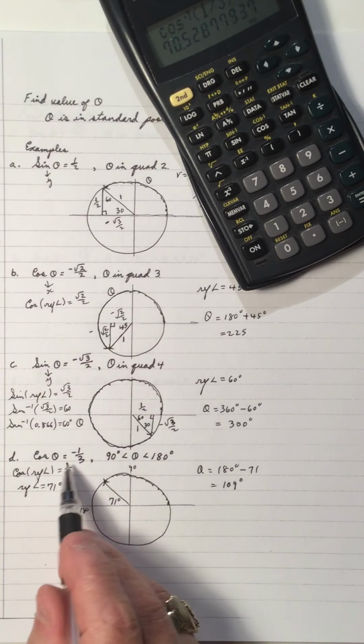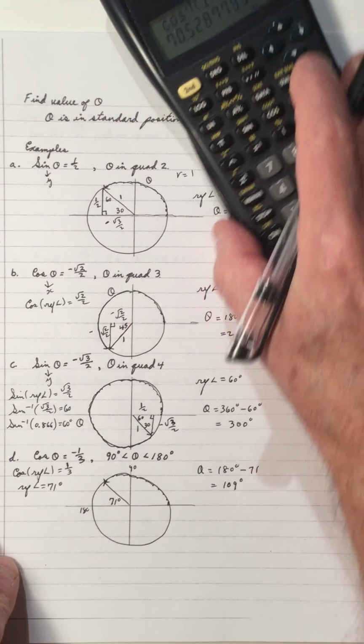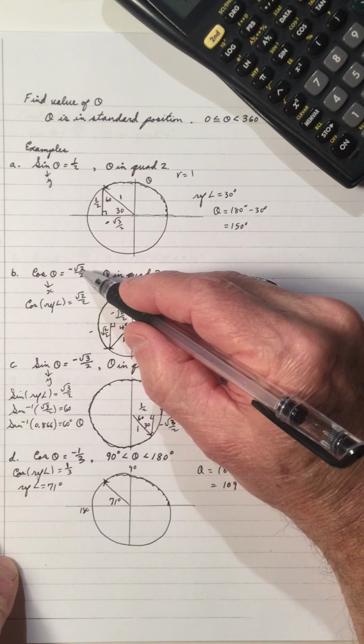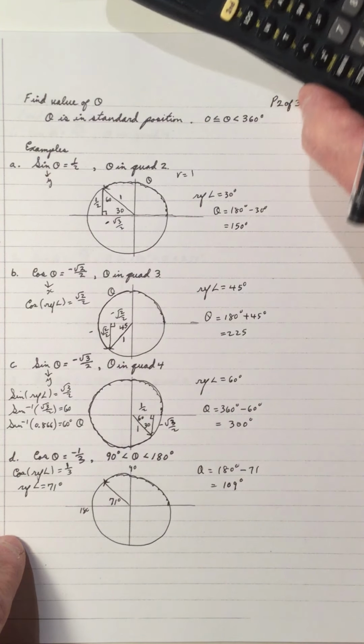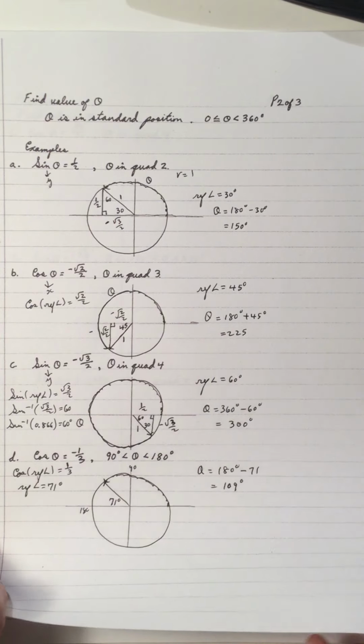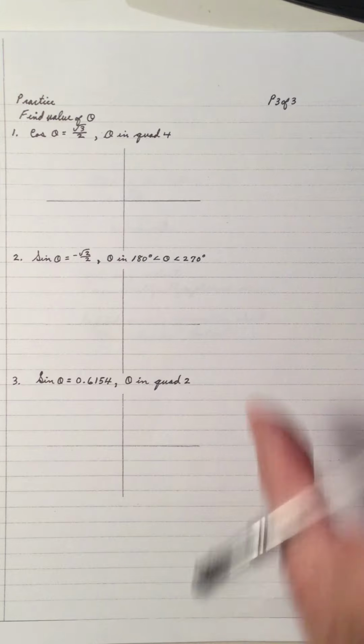Again, notice I had to use the calculator because I have a 1/3, and it's only if I have a half, root 2 over 2, or root 3 over 2 that I know what my special triangles are. Just be careful. And let's do some for practice.